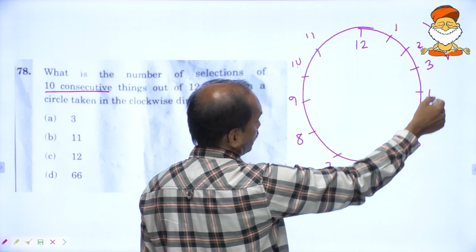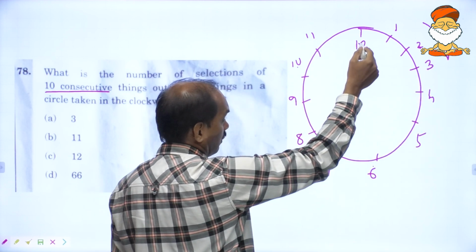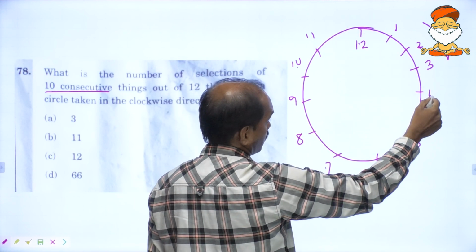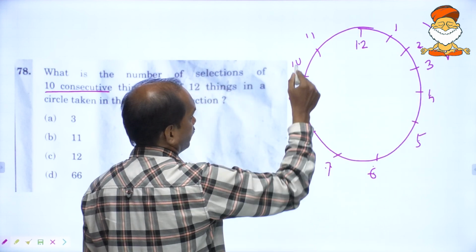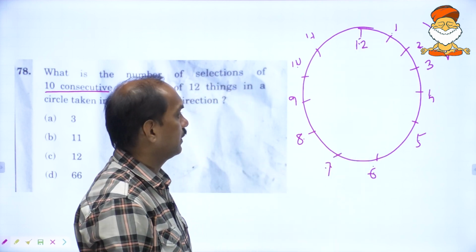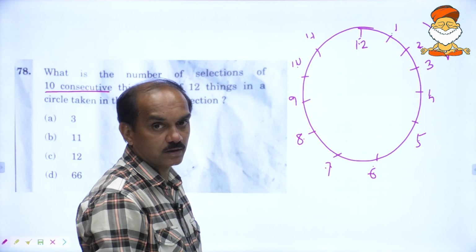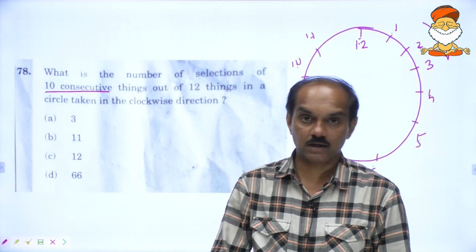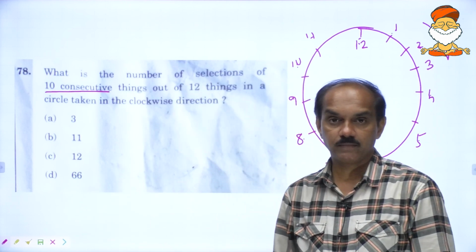You can start with 3 also. It will go up to 12. You can start with 4 also. 1, 2, 3, 4, 5, 6, 7, 8, 9, 10. It will go up to 1. Meaning you can start with all the numbers. You can start with 1, you can start with 2, you can start with 3, 4, 5.